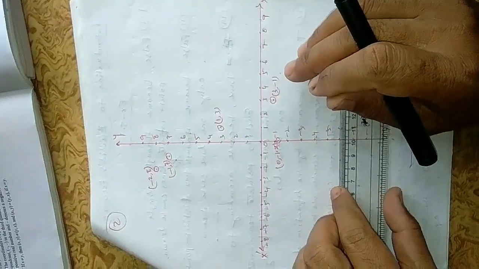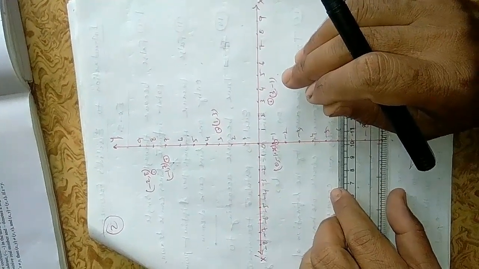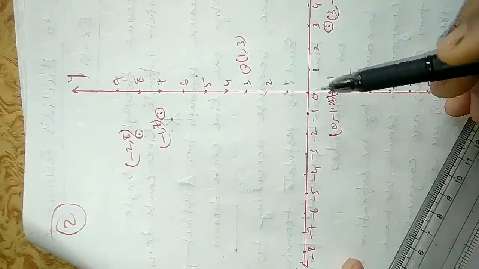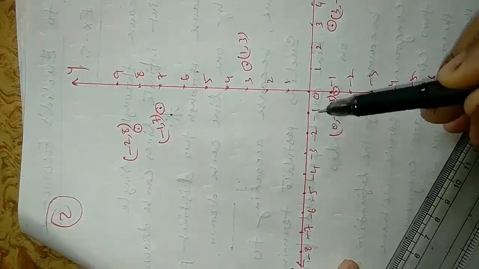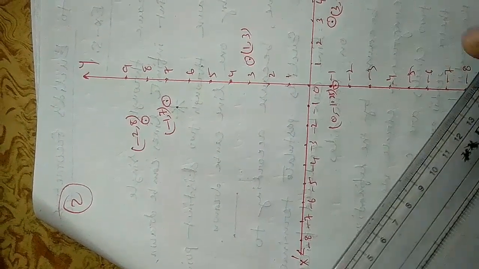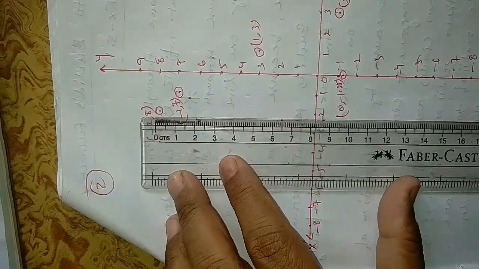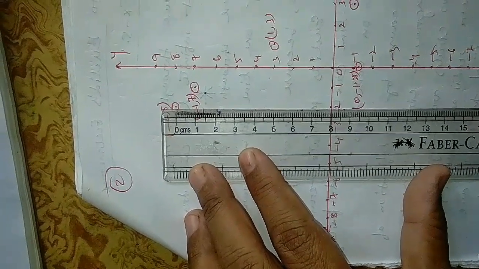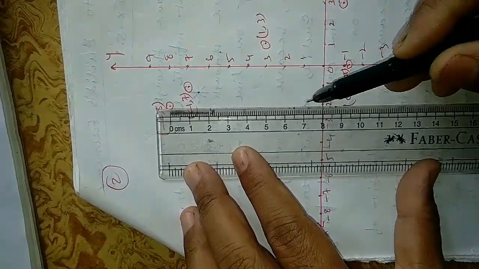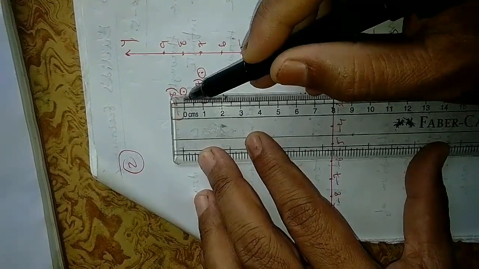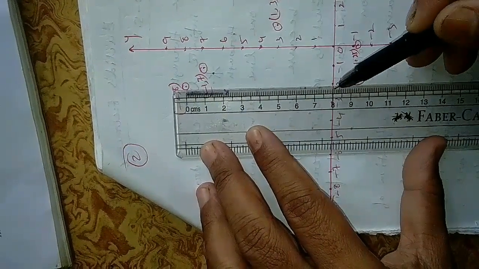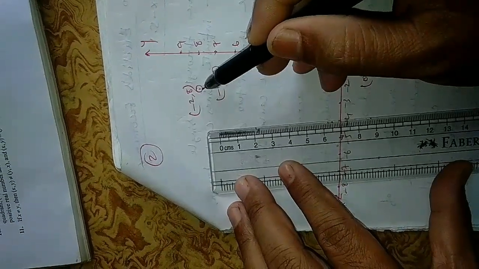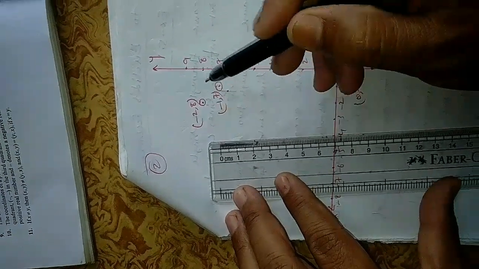So the first point is (-2, 8). X value negative, y value positive, so it is in the second quadrant. The x value is -2, so you first come to -2 here. After that you take the scale and take 8 centimeters perpendicularly, that means parallel to the y-axis. I have shown it, so you will get here 1 up to 8. So this point is your (-2, 8).